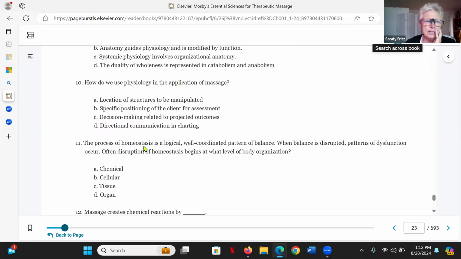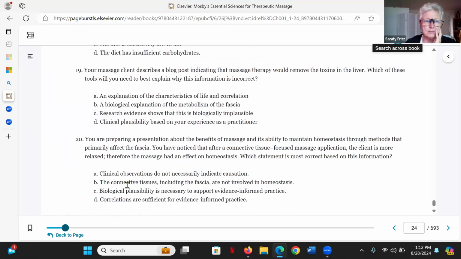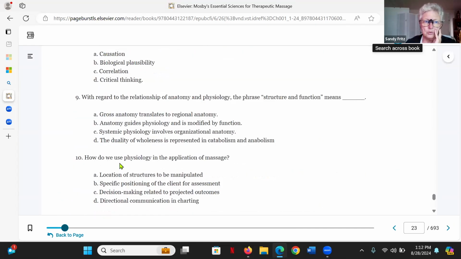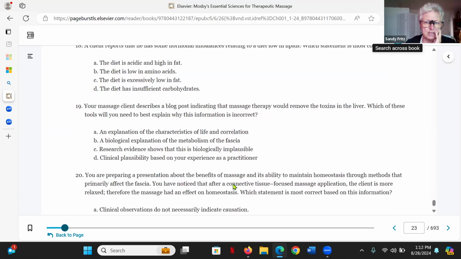Okay, then the other thing it's going to ask you to do is learn to write your own test questions. See if you can write 3 or more, combine them together with some fellow classmates and make yourself a little quiz. So there are a lot of ways that you can use these questions to help you reinforce the information in the chapter.